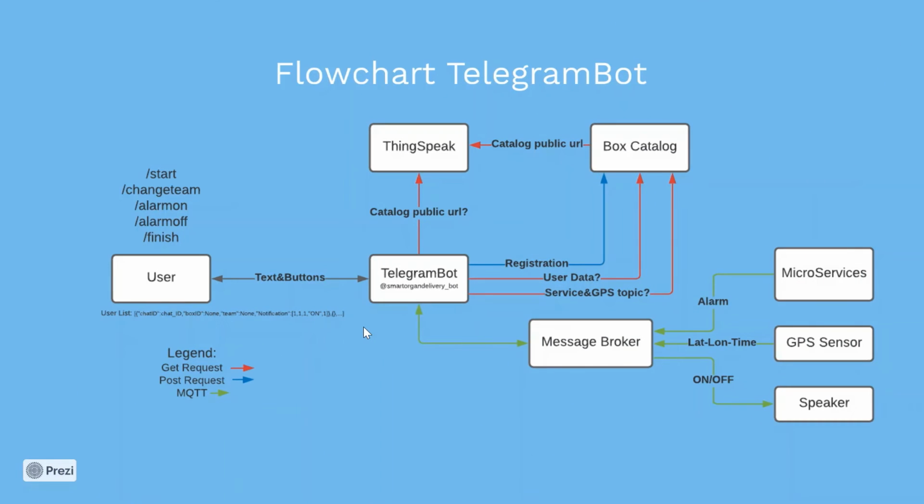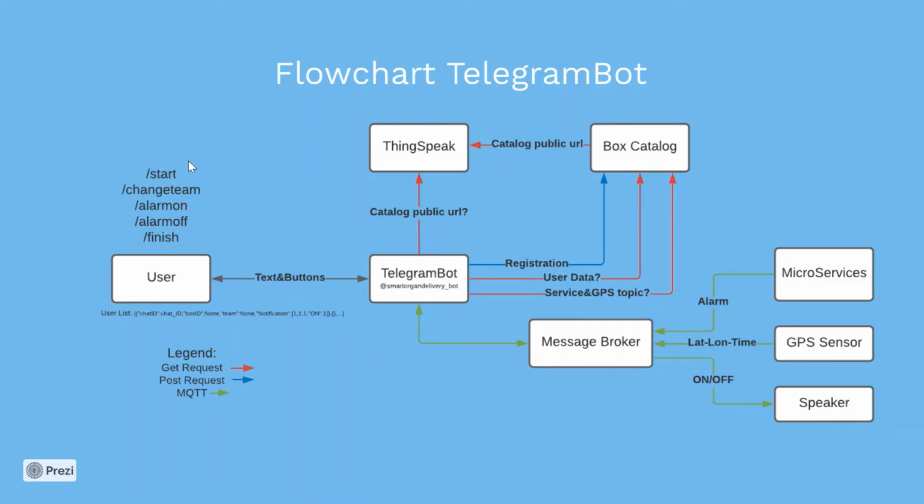From the Telegram bot point of view, at first it makes a GET request to the TeamSpeak to ask for the public URL of the box catalog. Communication between the Telegram bot and the box catalog takes place in order to register the Telegram bot as a service, request user data from the web application, and request service and GPS topics. The Telegram bot provides 5 different commands.